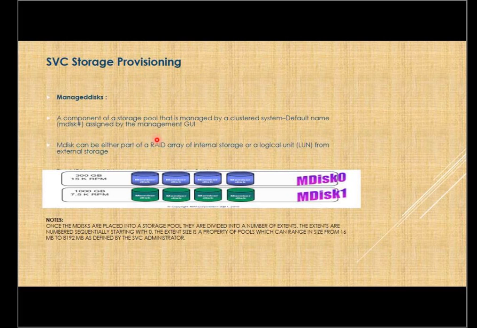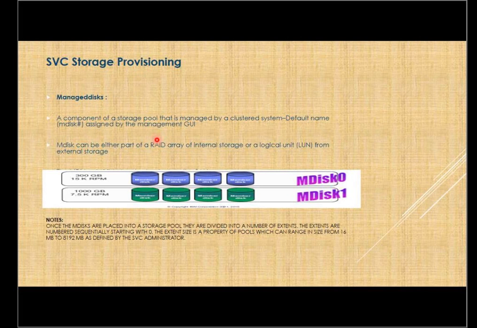So you have this SVC layer, right? And as we spoke before, you have different storage subsystems at the back end. Whatever storage subsystems we have at the back end, normally we create LUNs or volumes on them. So these LUNs, suppose L1, L2, L3, when we scan those LUNs at the SVC end, they will be seen as MDisks. So that is in the case of external storage.